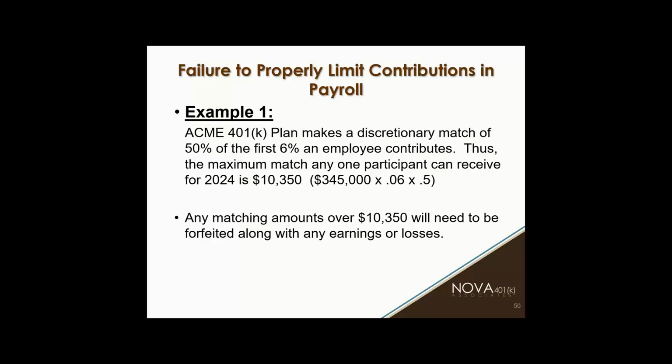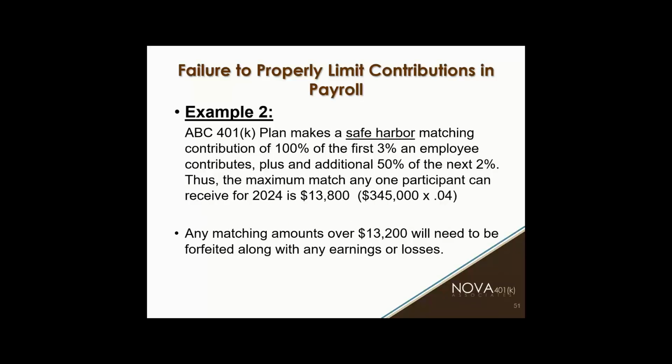So how does this affect your match? Let's say you have a matching formula that's 50% of the first 6% that somebody contributes. That particular formula caps out at 3%. If you do the math, you take 345,000 times 6% times 0.5, and you come up with a dollar amount of about $10,000. For that formula, the limit for this year is that no person should ever get more than $10,350 in the plan as a match. If you don't input that limit into your payroll system and you have somebody making $500,000, it's going to overmatch them. So there should be a limiter in there based on your formula.